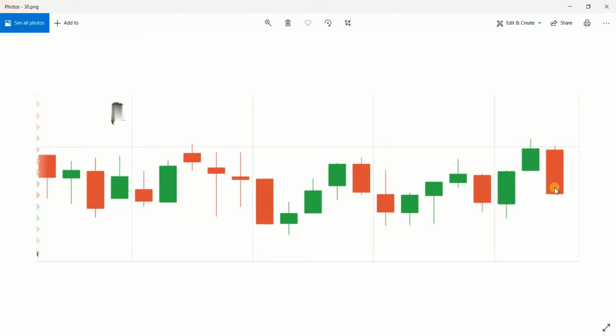Okay, so like this you can take your trades with SNR in a ranging market. It is different in a trendy market, and I will show you in the next class. So this was how to trade with SNR in a ranging market.